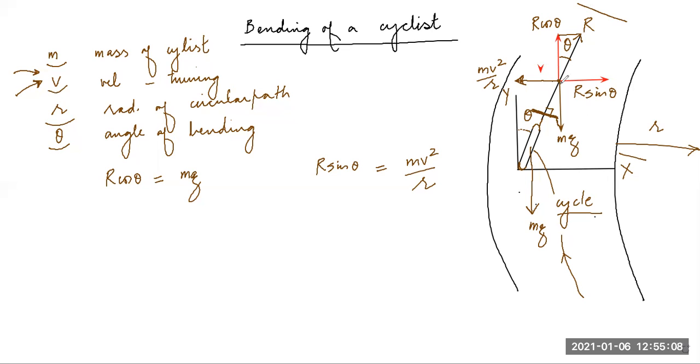R can be resolved into two components, R cos theta. I have been always telling you the component of a vector which is touching the theta is always cos theta, right students? So it's R cos theta, and the component opposite to theta, in this direction, is R sin theta.